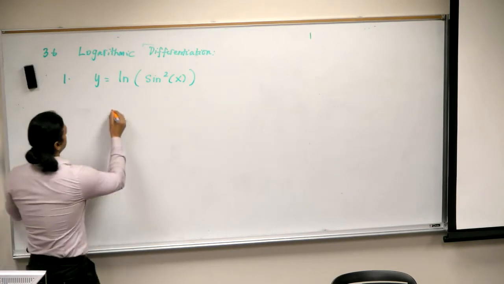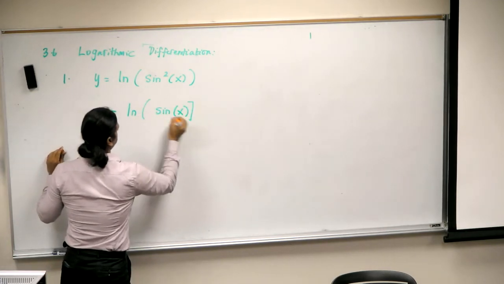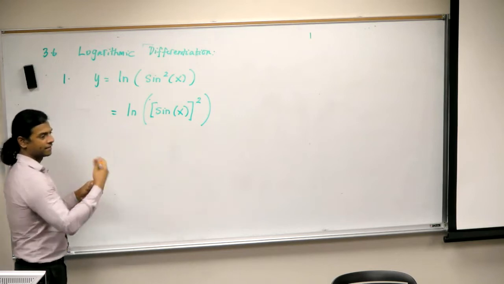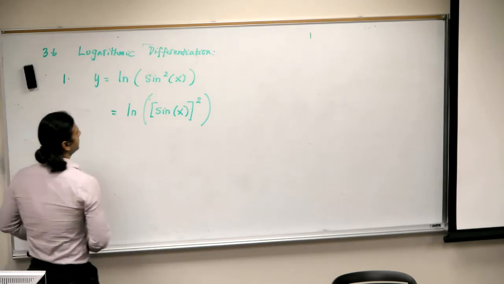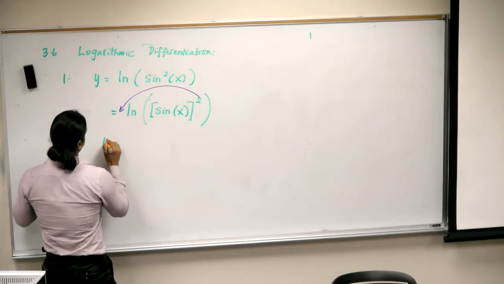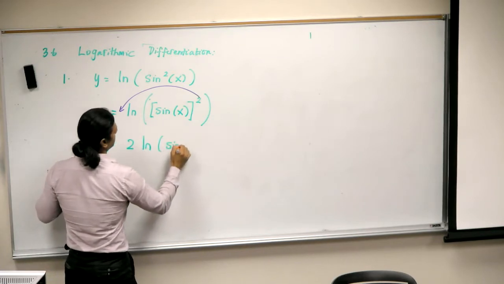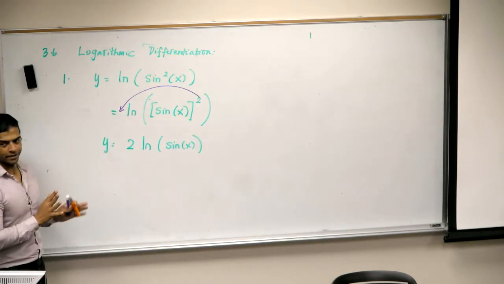I could write sine squared x as sine x, in brackets, squared, right? I'm using brackets to distinguish. Yes? Did I do anything wrong? No. What rule of logarithms can I use? I can move that 2 to the front. So y is simply 2 ln of sine x. Good. That's the best we can do.